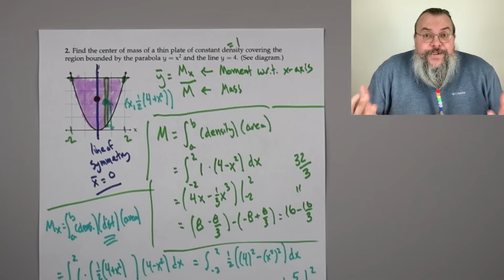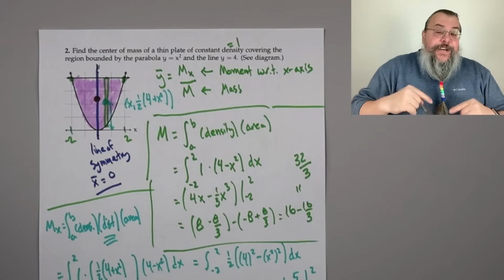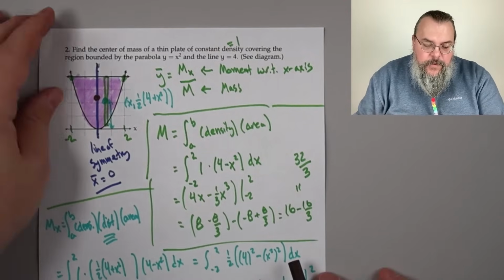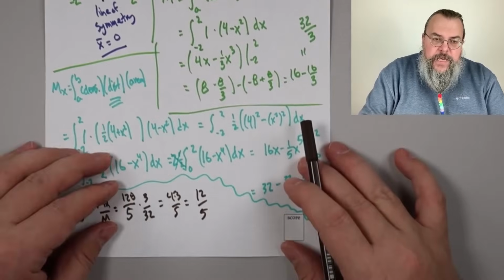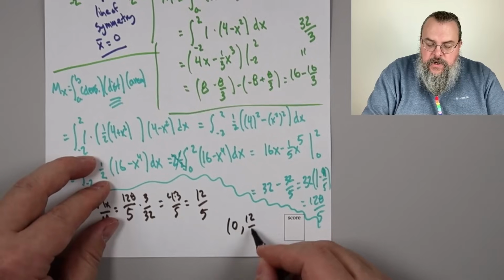It's also because it's correct. But sometimes it's hard to tell if it's correct, but it's usually not hard to tell if it's unreasonable. So check, check. So putting it together, we get that our center of mass is at 0, 12 fifths.